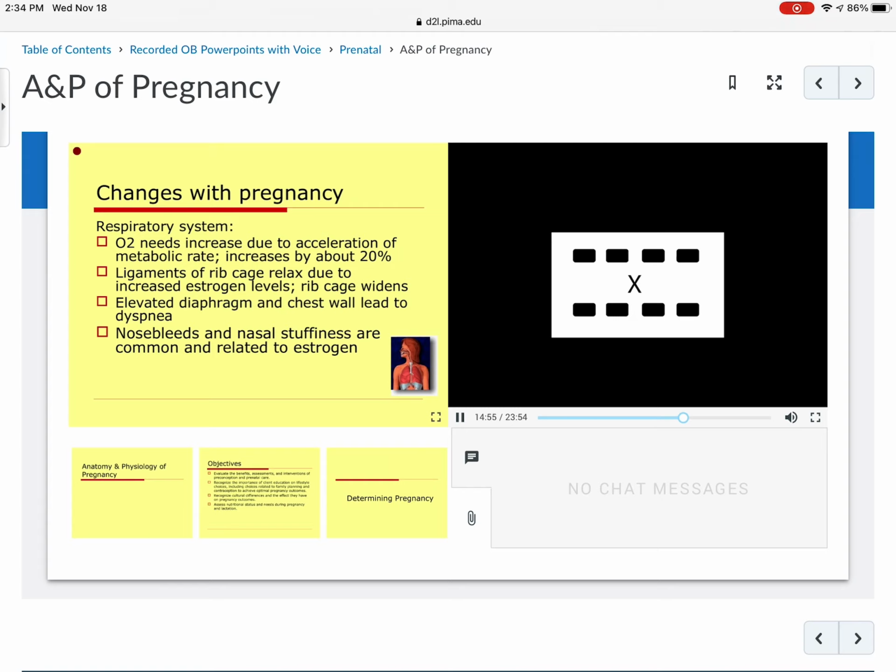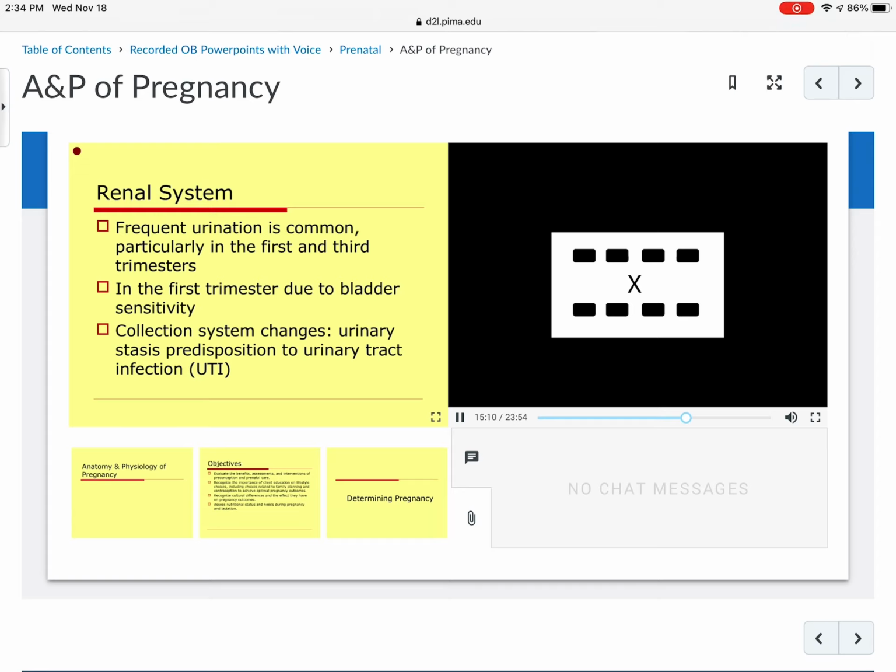Nosebleeds and nasal stuffiness are common, and they're related to the increased estrogen levels. So estrogen causes a lot of things, but one of those is the nosebleeds and nasal stuffiness. So we just let patients know that it's okay and just to be cautious with those nosebleeds.